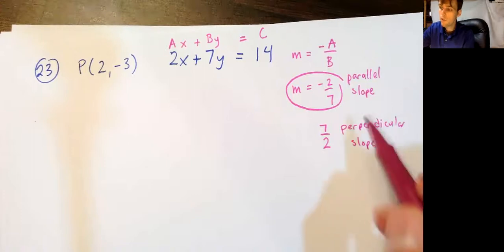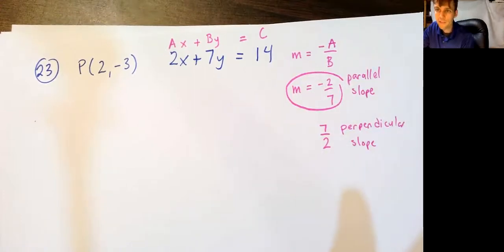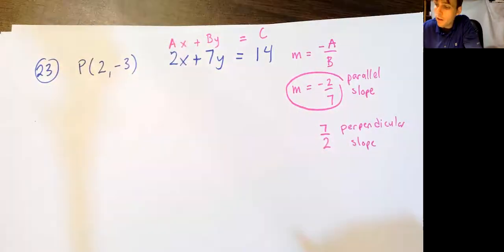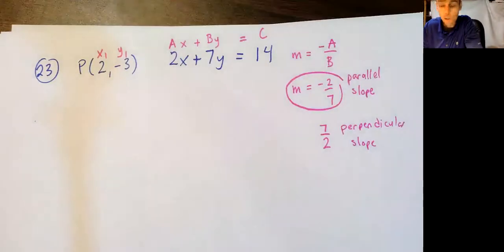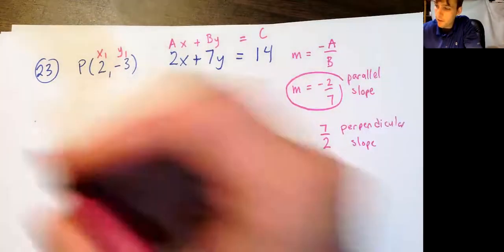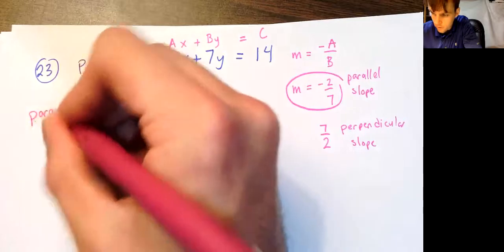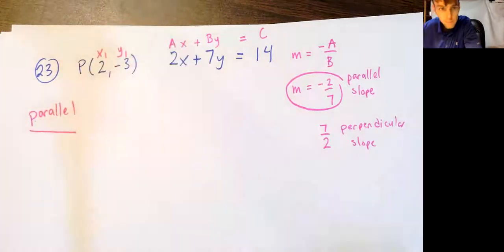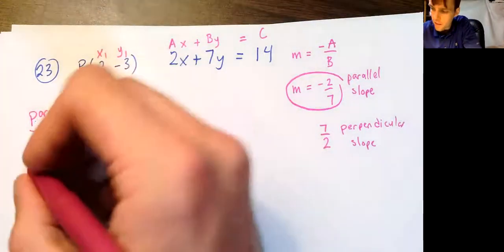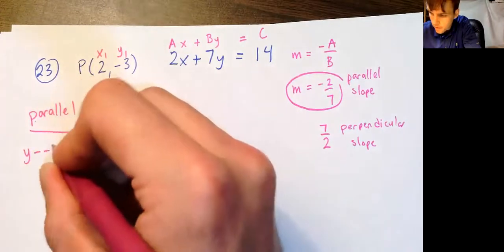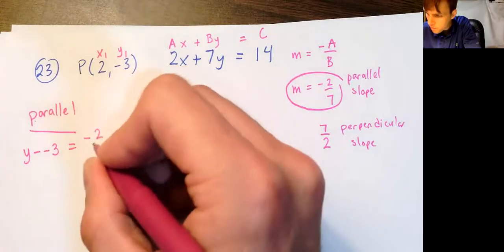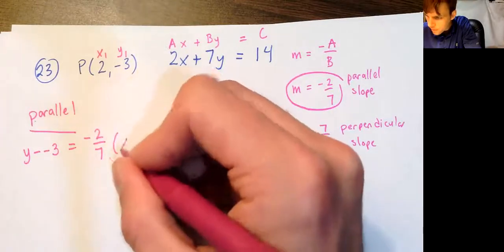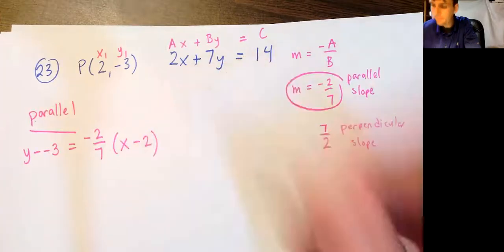All right, so I'm going to have to write 2 equations to fully answer this question, so I'm going to go ahead and do that. This will be my point that I use. So for the parallel equation, I'll do that one first. I'm going to start plugging things in there. It's y minus -3 equals my slope, -2 over 7, times x minus 2.